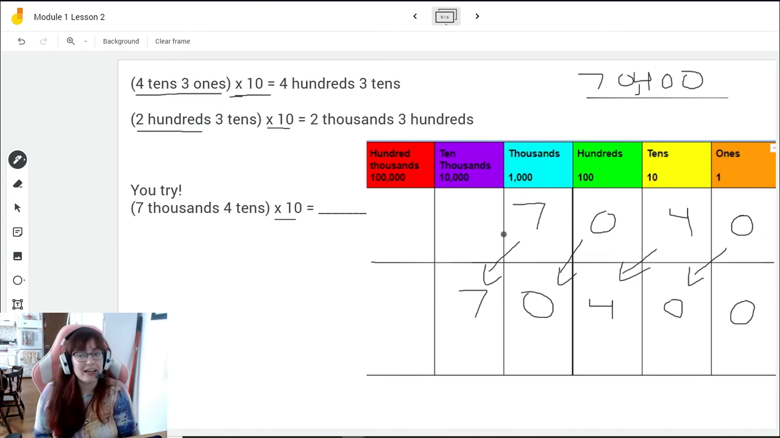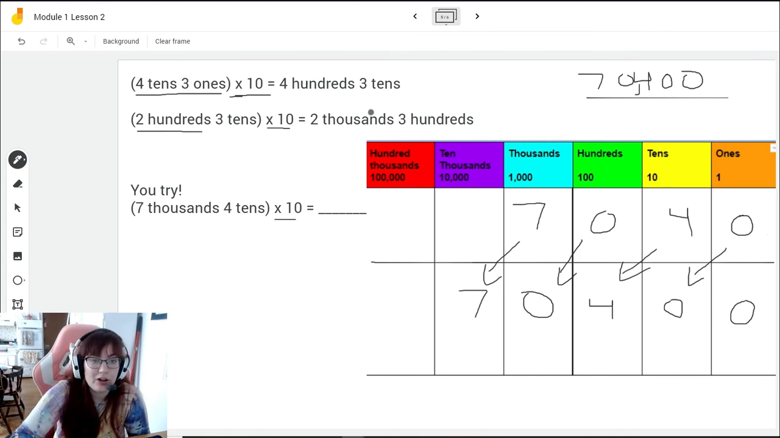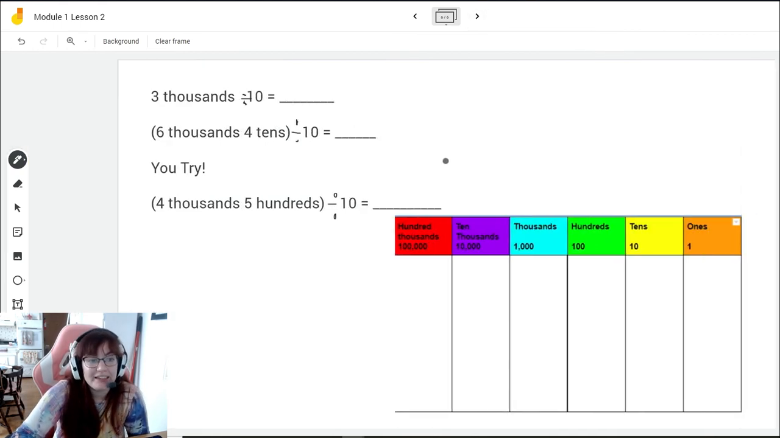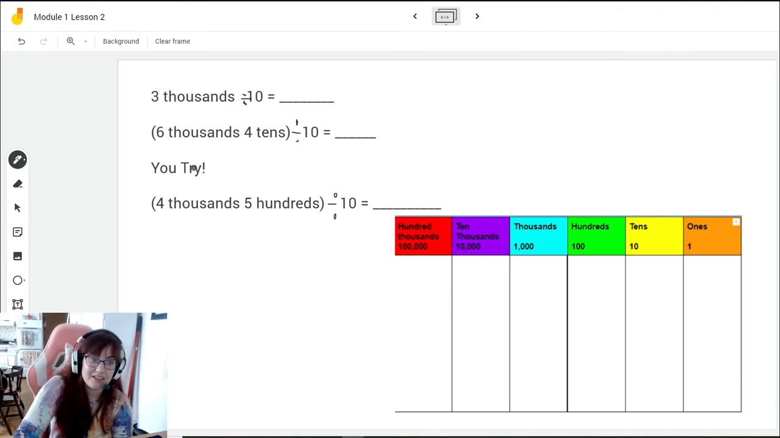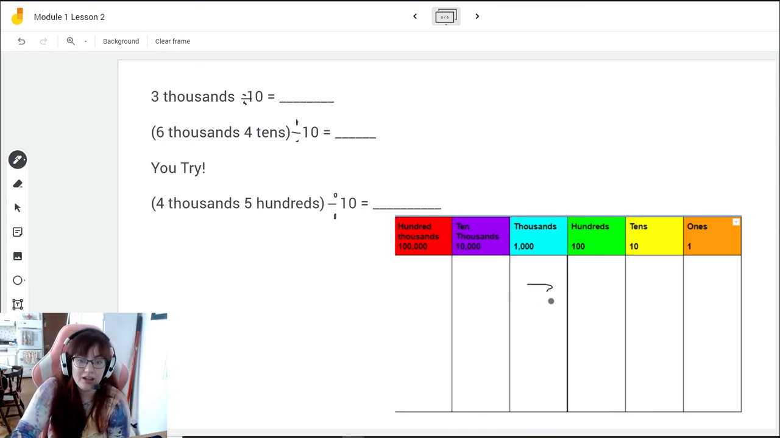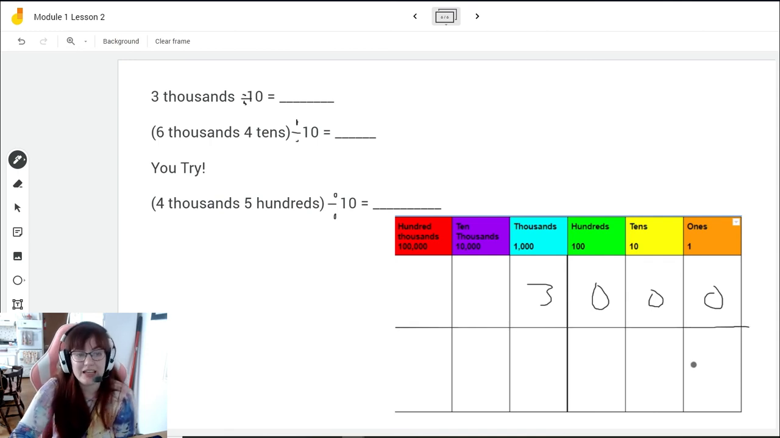So if you got this right, awesome job. If you didn't, I hope you understand why you got it wrong, and if you didn't, then you can always come into our 4th grade help room for help with that. Now, finally, we are going to be dividing in this same kind of way. So if I have 3 thousands in this problem divided by 10, remember I want to fill in all of my empty place values, and then what I'm going to do is I'm going to move everything to the right.